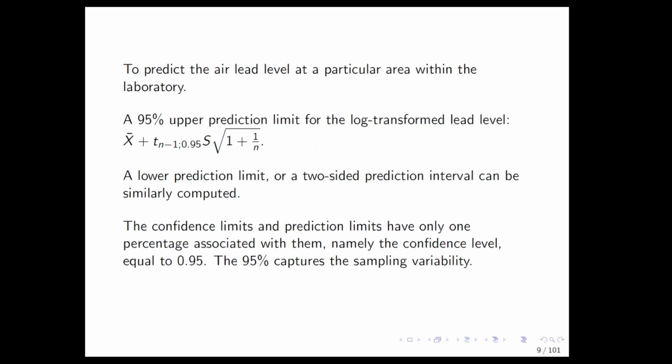So what is an upper prediction limit? I am trying to predict what the air lead level will be in a single sample. So that is the prediction limit. So similarly, you can do a lower limit or a two-sided limit for the air lead level if you want to predict something. So all of these have exactly one coverage probability or one percentage associated with them, namely the 95%, capturing the sampling variability. So all of them are like the sample mean plus or minus some constant times the sample standard deviation. So this is the usual confidence interval and prediction interval.